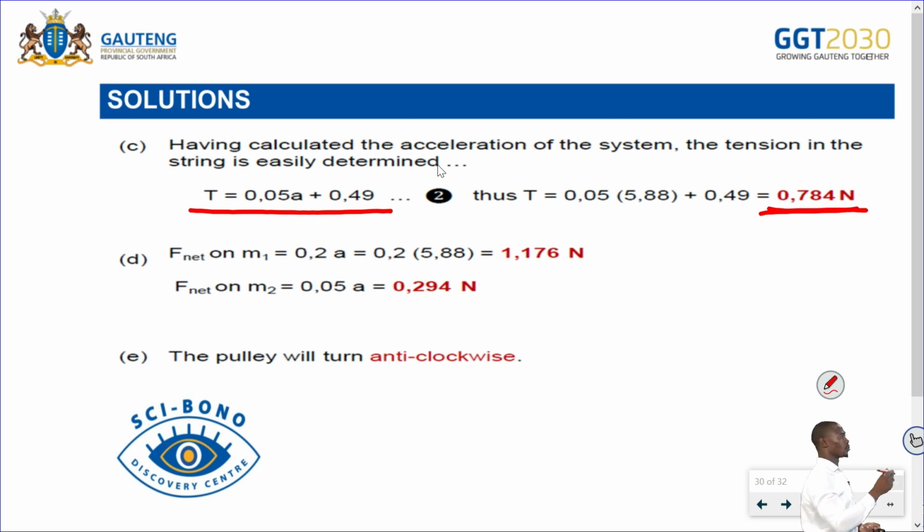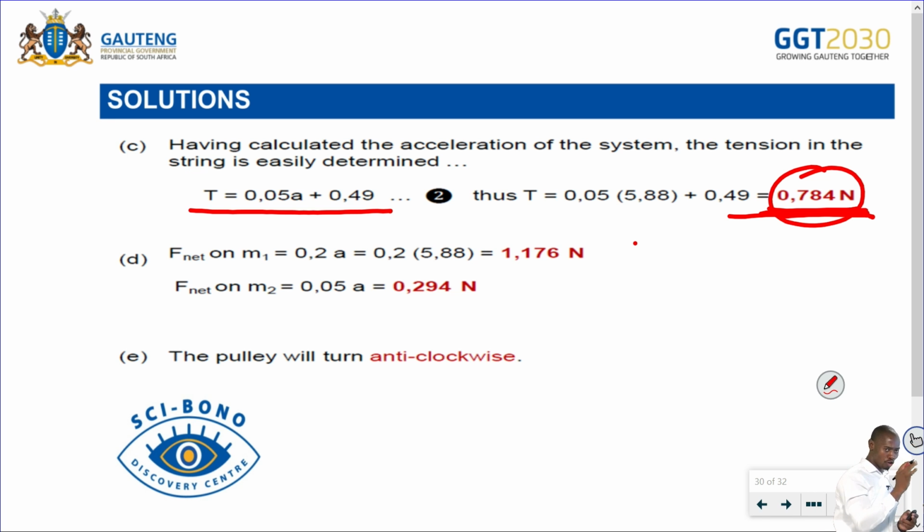All right. So this is the tension. Okay, so here it was tension. You can take any equation and then you substitute the value of A in any of the equations. So the tension was this, right? Then now we need to compare the net force. Check what they've done here. We want to compare the net force.